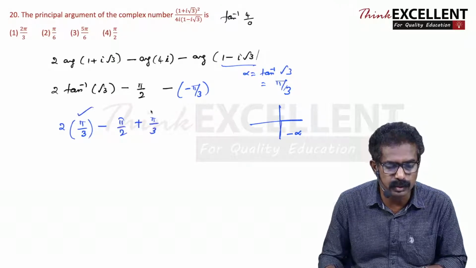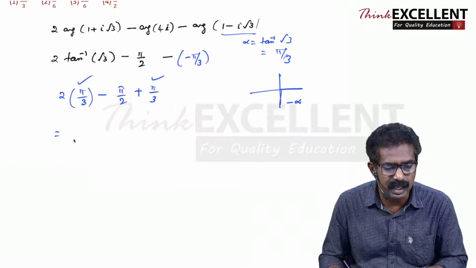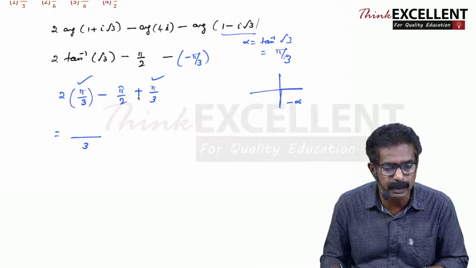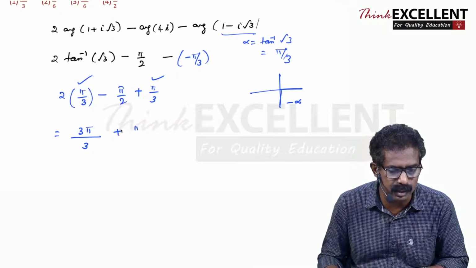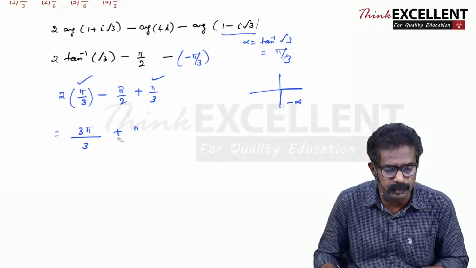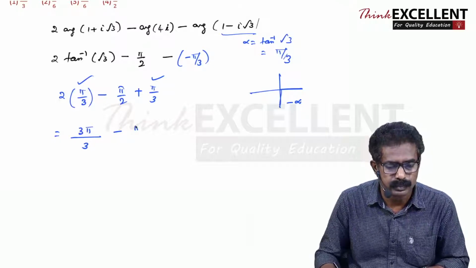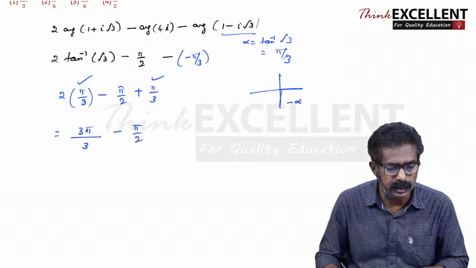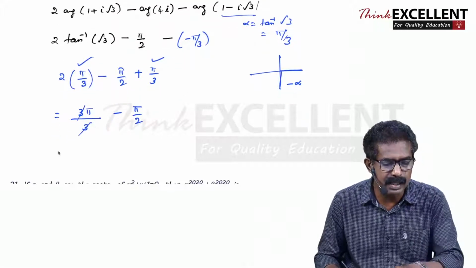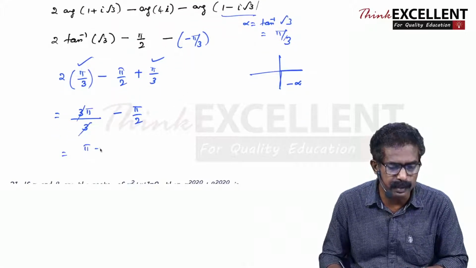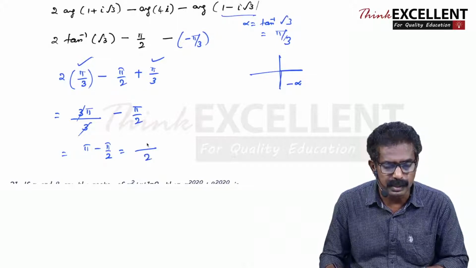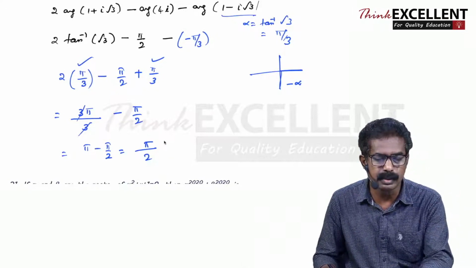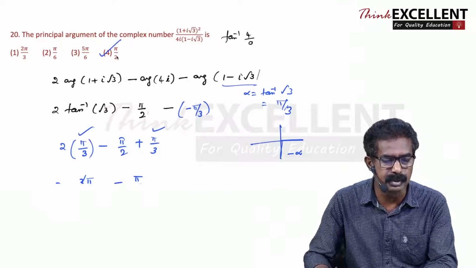First and last you group. If you group, 3 is the LCM, 2 pi plus 1 pi is 3 pi by 3, minus pi by 2. So not plus, it is minus pi by 2. So here 3 cancels. So pi minus pi by 2. Take 2 as LCM, 2 pi minus pi. So your answer is pi by 2 and that is option number 4.